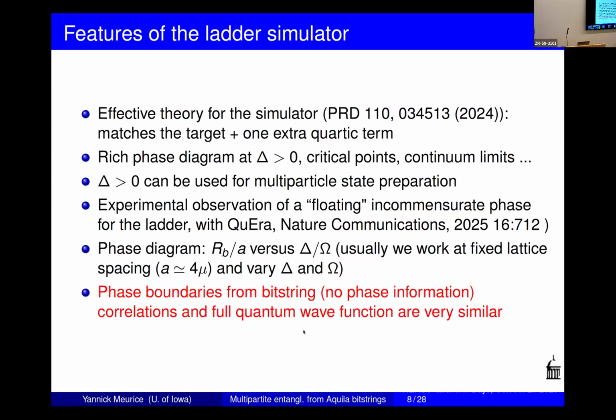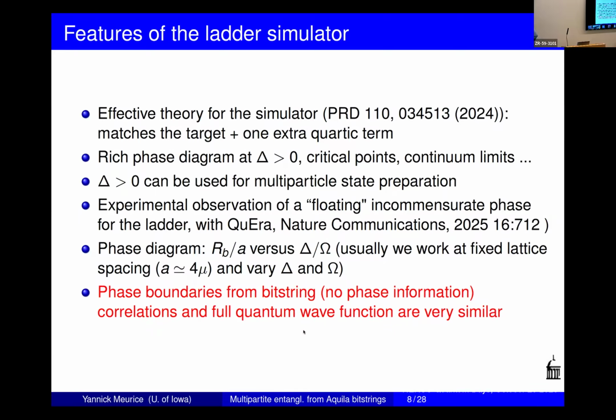And so that was a really fun experience for theorists. And then I will talk a little bit about the phase diagram. Siva has already introduced it. It will be RB over A versus delta. Typically we work at a fixed lattice spacing, and then we vary delta and omega. So we take the lattice spacing as small as we can.